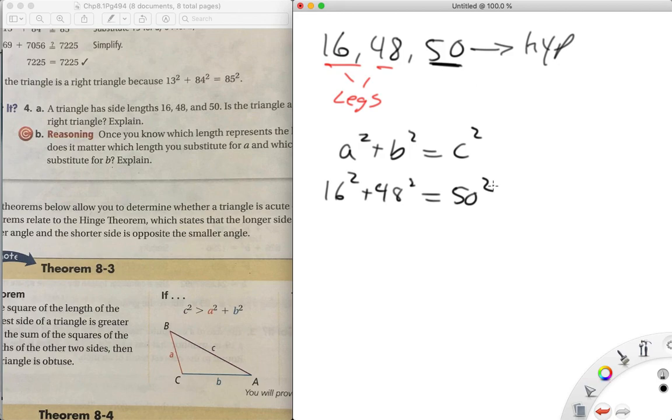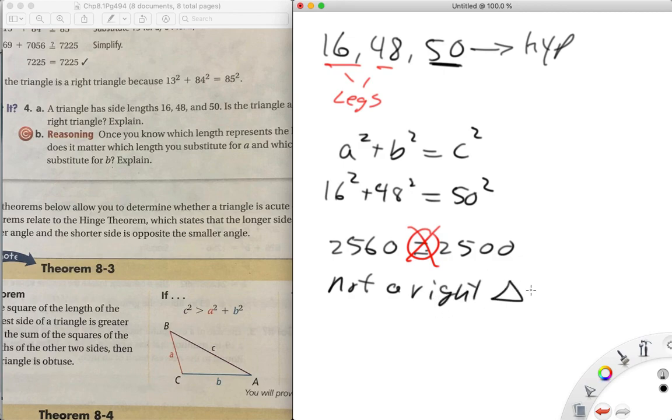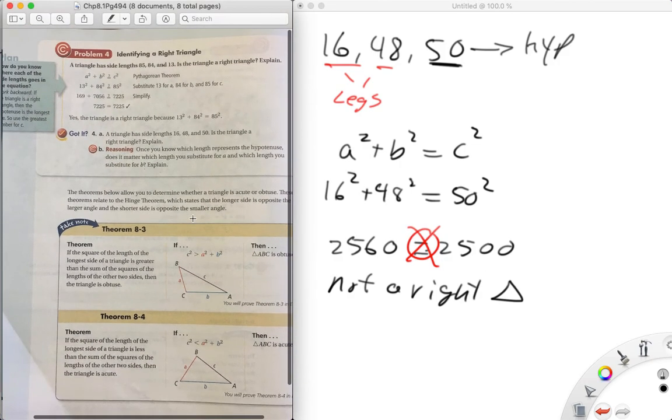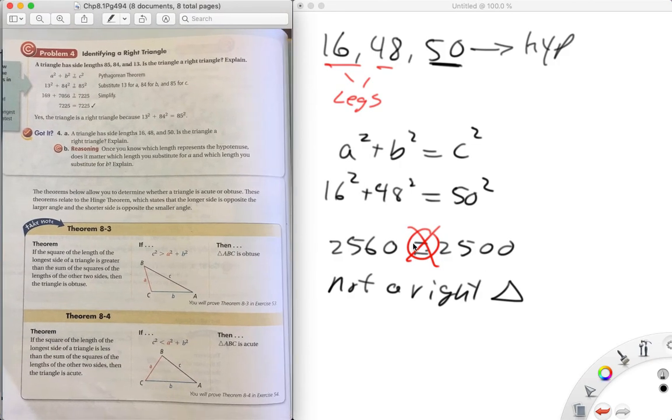So 16 squared plus 48 squared gives me 2,560. And then 50 squared is 2,500. So they don't equal each other. So it's not a right triangle. Okay. Let's see. Theorem 8.3. So if they're equal, it's a right triangle. If they're not equal, then it's not a right triangle.